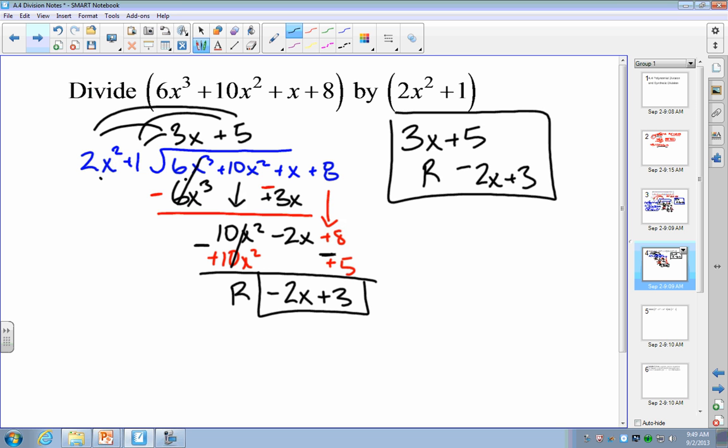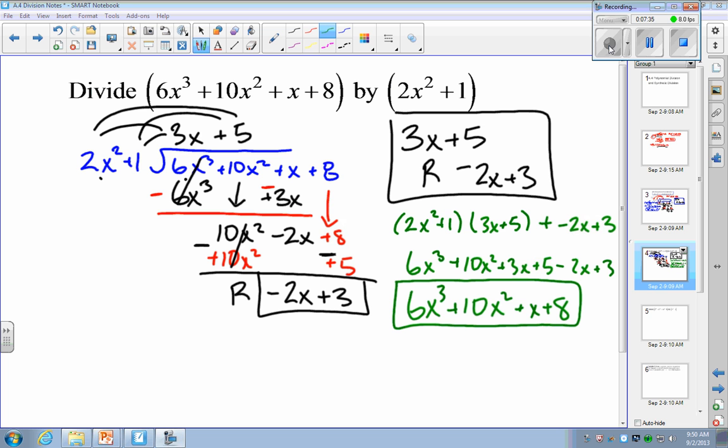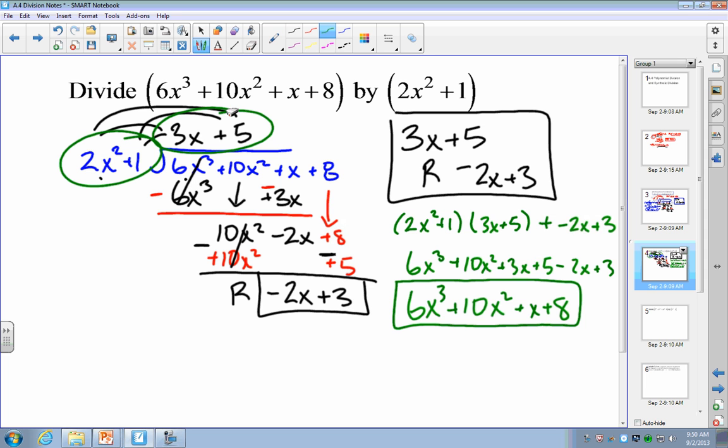Okay, I'm going to pause this real quick and set up how we're going to double check our answer. Okay, so again, our quotient times our divisor plus the remainder should equal the original. I did all the double distributing there and it matches up.